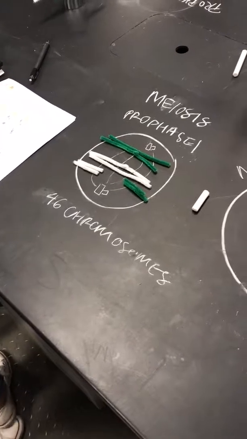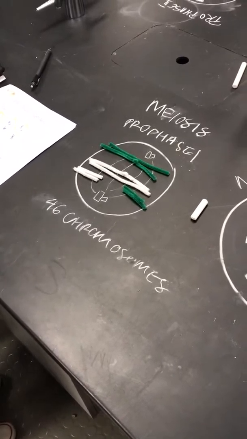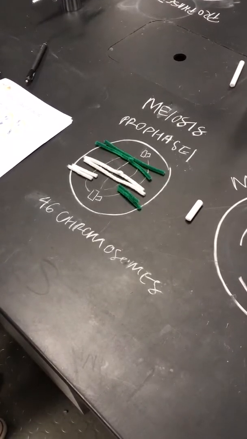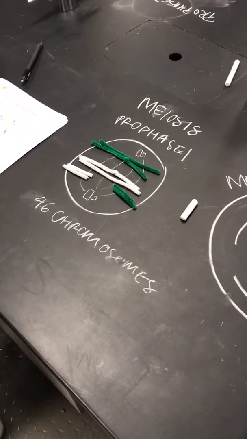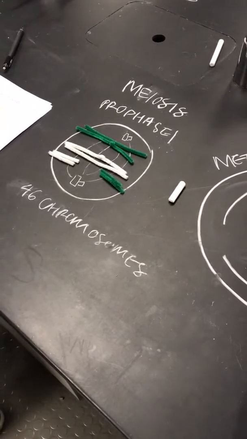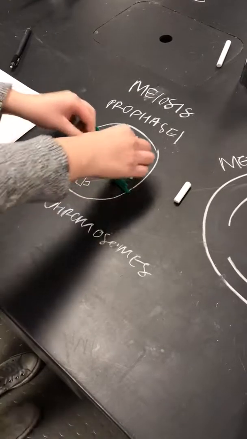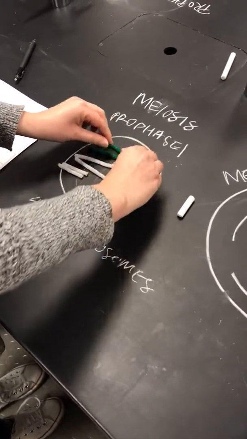So prophase 1 is the same in the sense that the nuclear membrane disappears. Good. The chromatin condenses into chromosomes. Nice. The spindle forms. And then the main difference is that crossing over occurs. Show me that. Let's see crossing over.